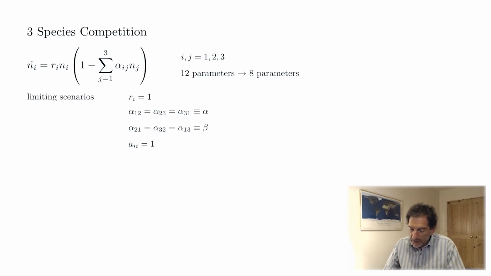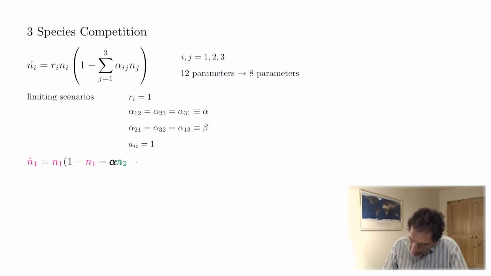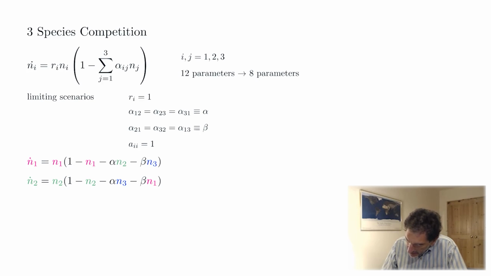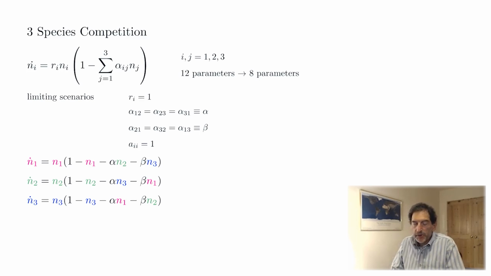So if we make these simplifications, we can now write our equations of motion as follows. N1 dot is equal to N1 times (1 minus N1 minus alpha N2 minus beta N3). And the remaining two equations are just cyclically permuting the indices. So N2 dot is equal to N2 times (1 minus N2 minus alpha N3 minus beta N1). N3 dot is equal to N3 times (1 minus N3 minus alpha N1 minus beta N2). So these are the equations of motion that I want to investigate.